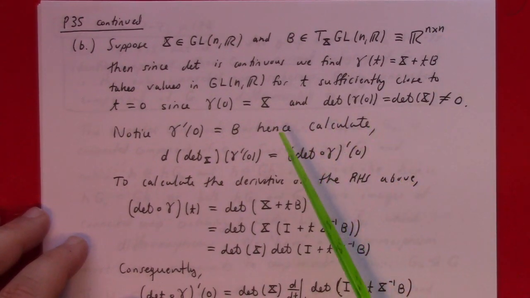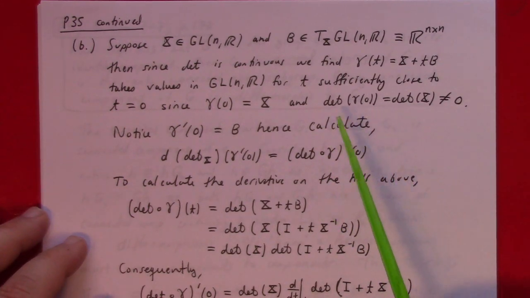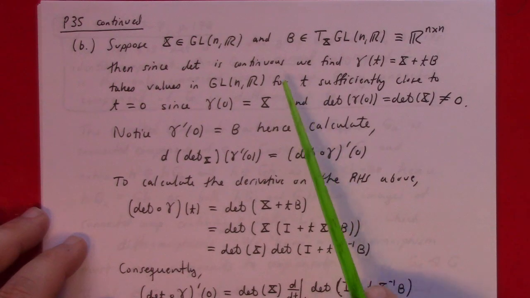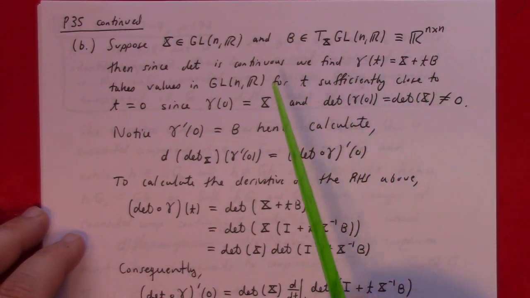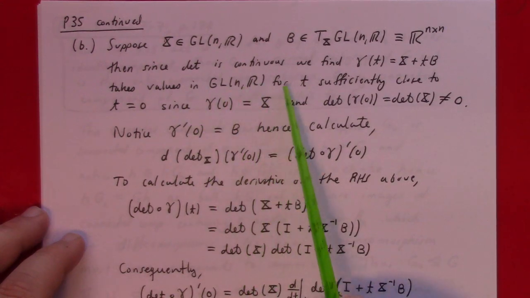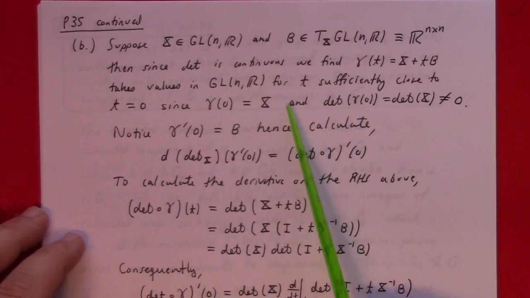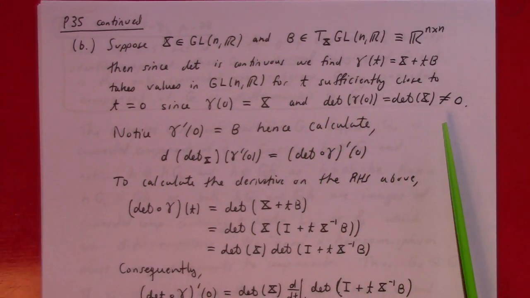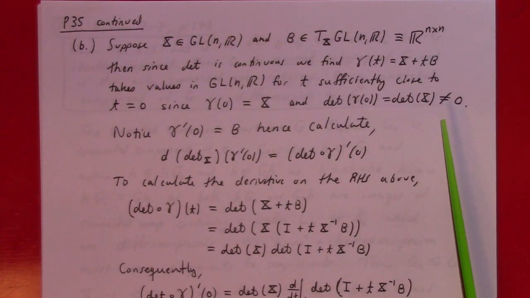Let's see here, getting to the point. Since the determinant is continuous, we can find gamma of t equal to x plus tB. It takes values in GL_n(R) for t sufficiently close to 0, since gamma of 0 is x, and the determinant of gamma of 0 is non-zero. All right, so the determinant has to stay non-zero for t sufficiently small is the point, by the continuity of the determinant.